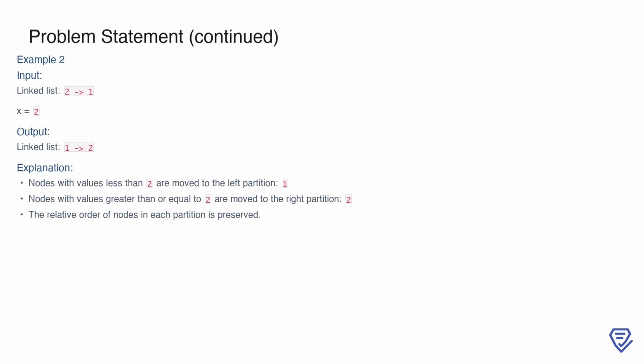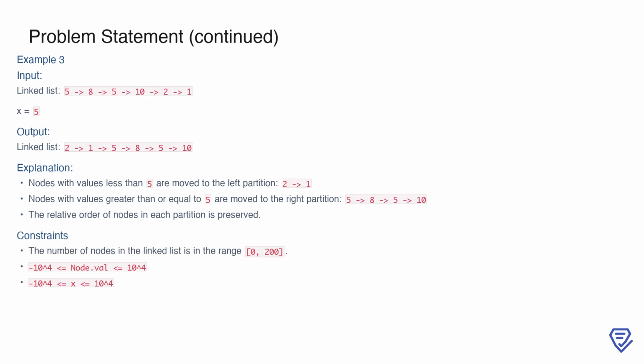Let's look at another example. If the input linked list is 2-1 and x is 2, the output becomes 1-2. In this scenario, nodes with values less than 2 form the left partition, which is just the node 1. The remaining node 2, being greater than or equal to the partition value, forms the right partition. Again, the relative order within each partition is preserved, which is why the output list mirrors the input structure in this case.